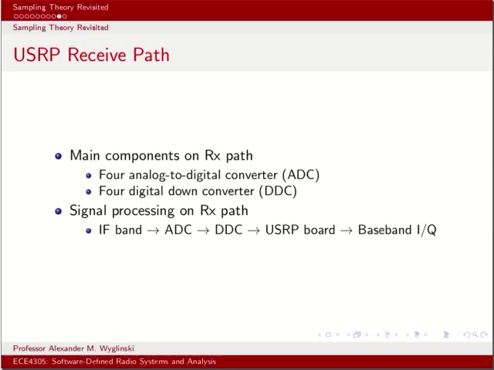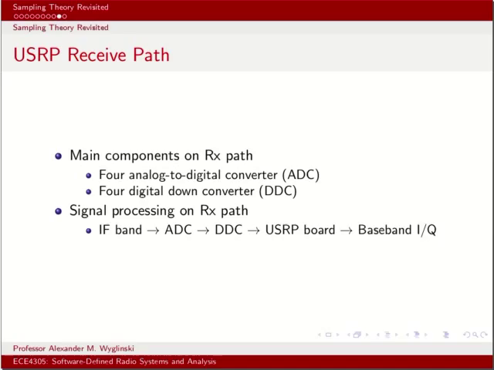So the receive path essentially contains the following. We have four analog to digital converters and four digital down converters. So what does this mean? The analog to digital converter is where the sampling occurs and the quantization of the information into a finite number of amplitude values that then gets translated into ones and zeros, right? Remember that the analog to digital converter has a 400 megasample per second conversion rate, right? That we're sampling at that rate.